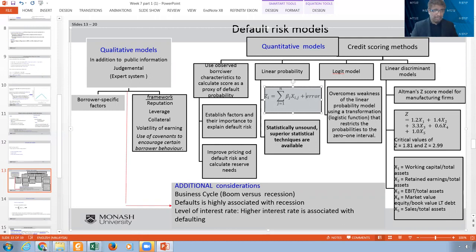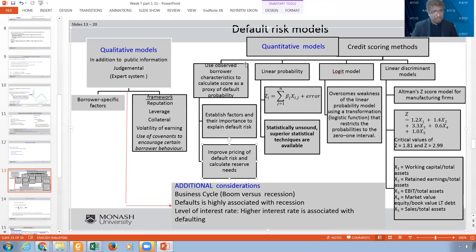So we take the characteristics. When we talk about characteristics, we talk about the numbers inside the balance sheet, and I will tell you which ratios we will use. We will establish factors and their importance in explaining the default risk in these models. We will improve the pricing of default risk and calculate the reserve needs.